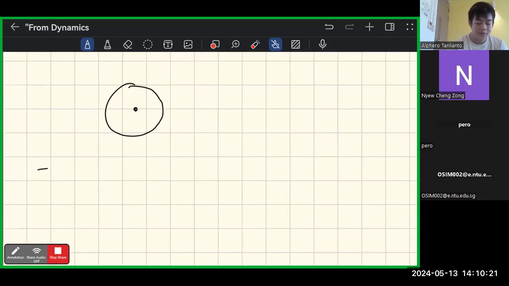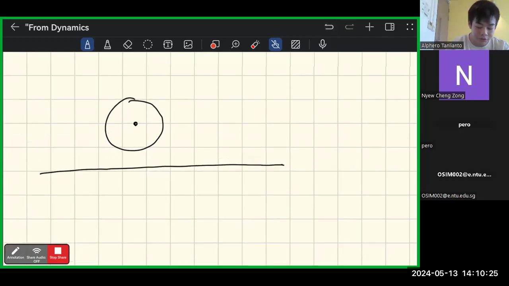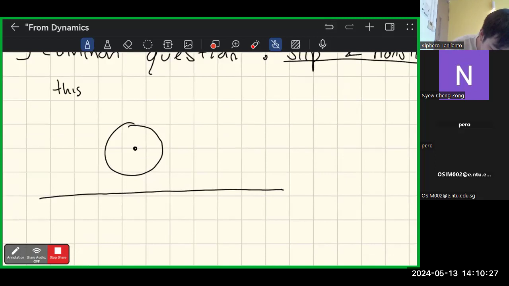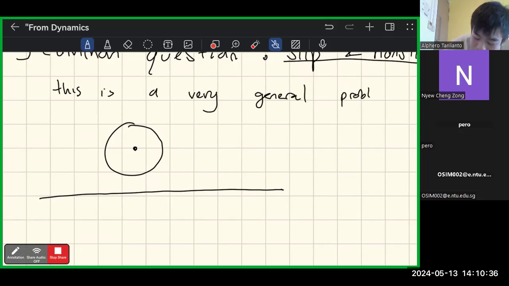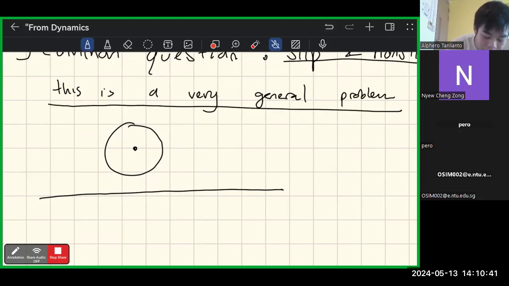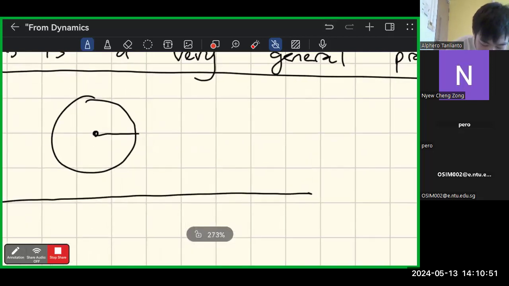So let's see this as a very general case study, not a problem, because usually the problem will already tell you in numbers. With numbers, it's going to be easier to see. But now I'll just try to picture this and help you guys to picture this.